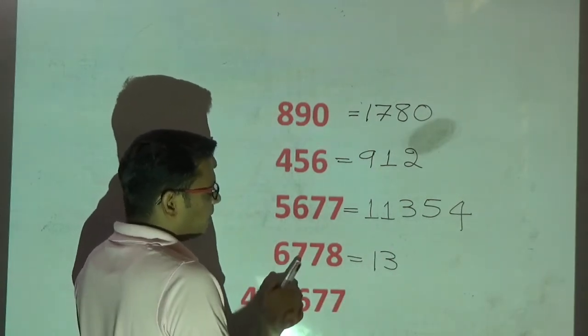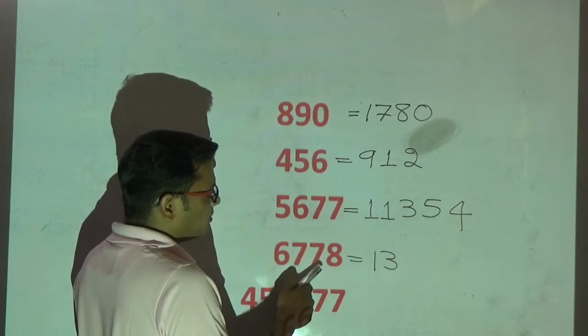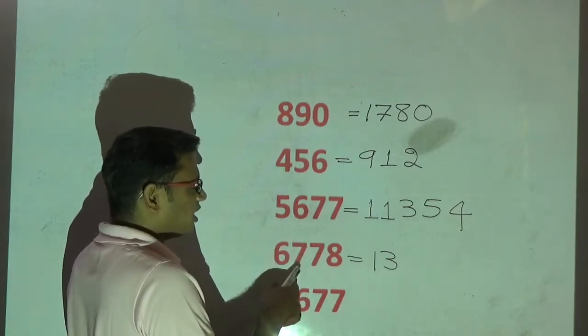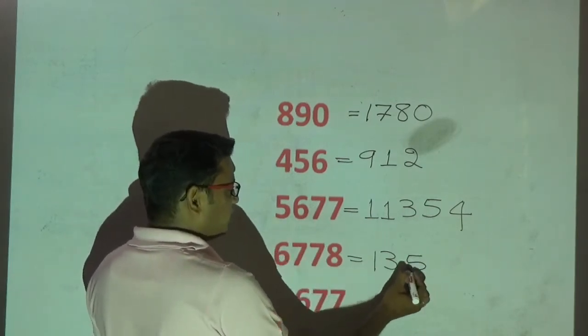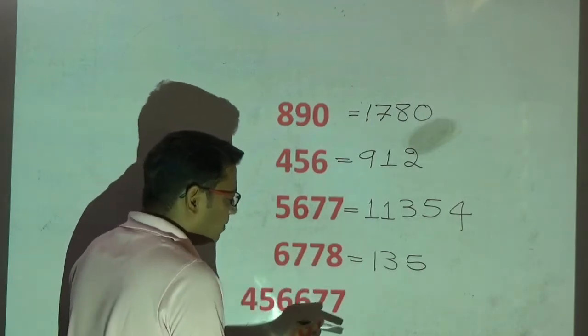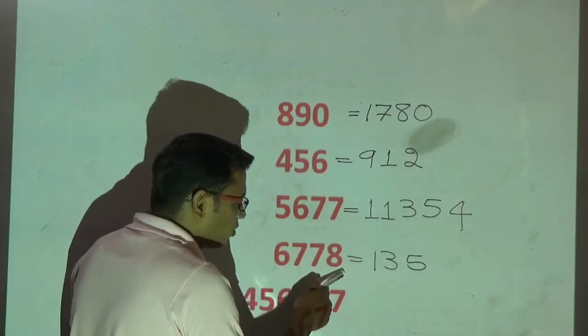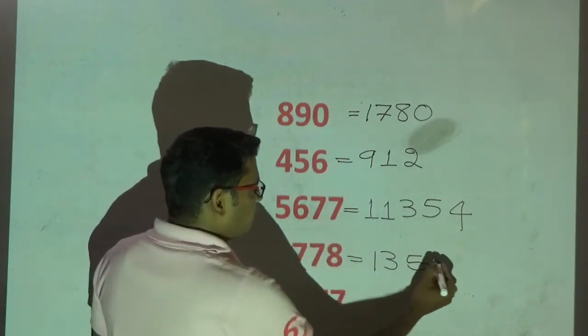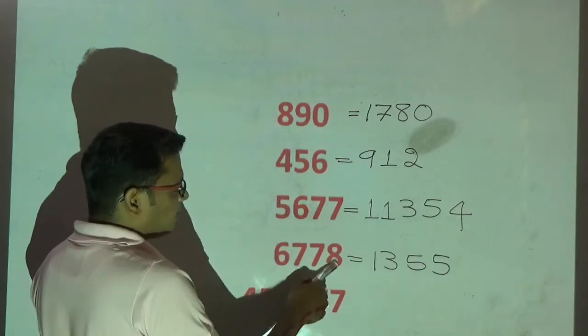Next, double of 7 is 14. Next number is 7, more than 5. Therefore, plus 1. 14 plus 1 is 15. Write the end digit of 15. Next number is 7. If you double it, it will become 14. Next number is more than 5. Therefore, 14 plus 1 is 15. Write 5. Next number is 8.